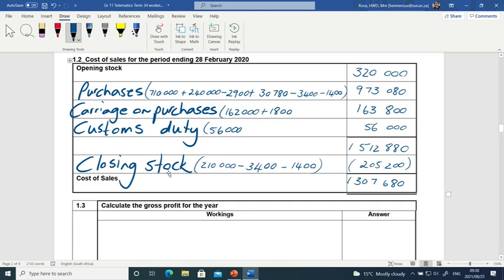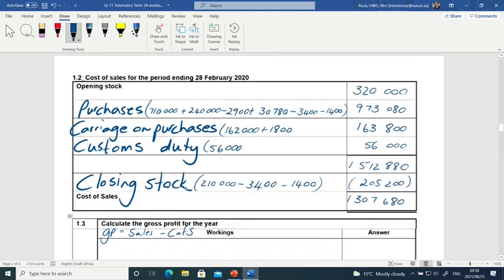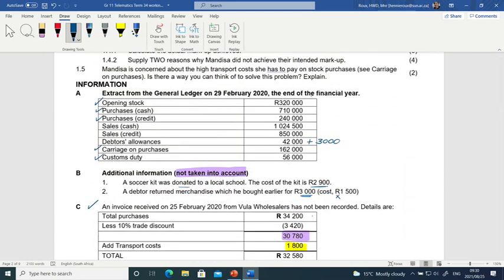Now they ask us to calculate the gross profit. Now gross profit for periodic and perpetual system stays the same. Gross profit equals sales minus cost of sales. Now we've calculated the cost of sales. Now we must calculate the sales. From the information given, they gave us sales. So now we're looking for the cash sales, the credit sales, and we need to subtract the debtor's allowance because we need our net sales. So if we calculate that, we got our sales. And then we just subtract the cost of sales.